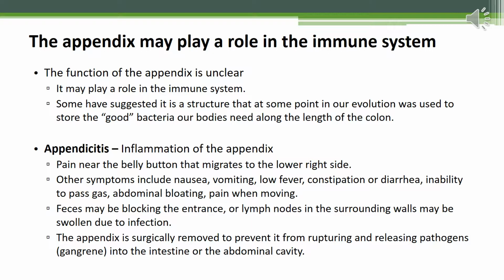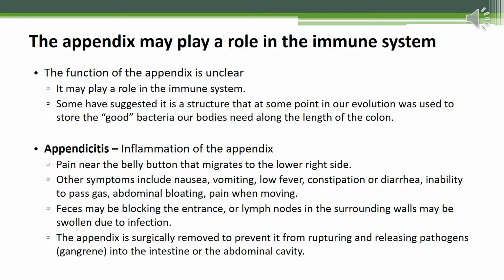Now appendicitis is inflammation of the appendix, and it can be recognized as pain near the belly button, which slowly migrates to the lower right side of the body. And this would be an example of referred pain because the appendix actually isn't in this area, it's somewhere else. However, we feel the pain in a different place, and that's referred pain.